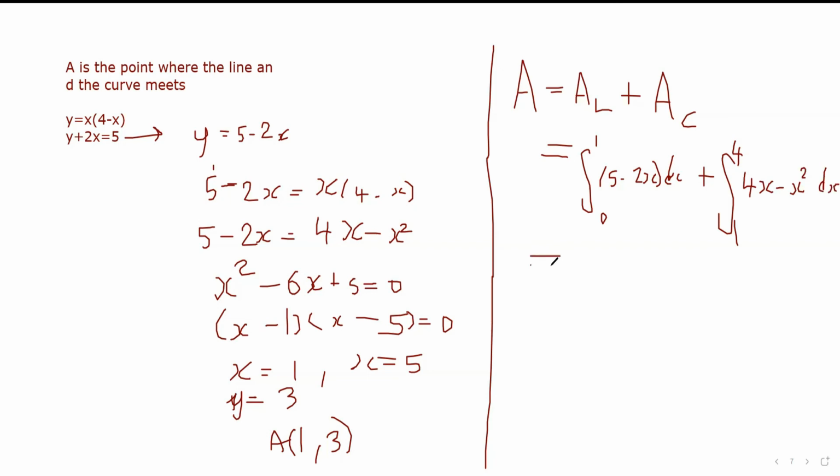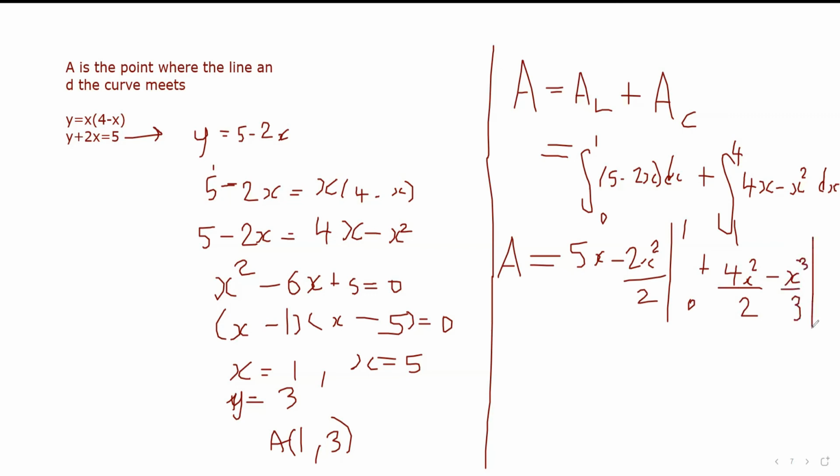So doing our integration now, when we integrate this, we get 5x minus, this becomes 2x squared over 2, and we're integrating from 0 to 1, plus integrating over here becomes 4x squared over 2, then we have minus x cubed over 3, and over here we're integrating from 1 to 4. Now I know you're not used to seeing the line, so let me put the box. All right, this is probably more familiar.